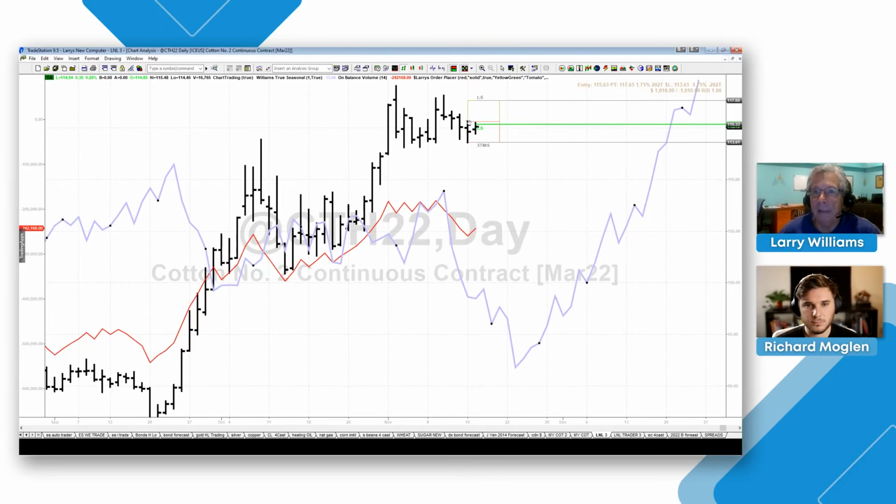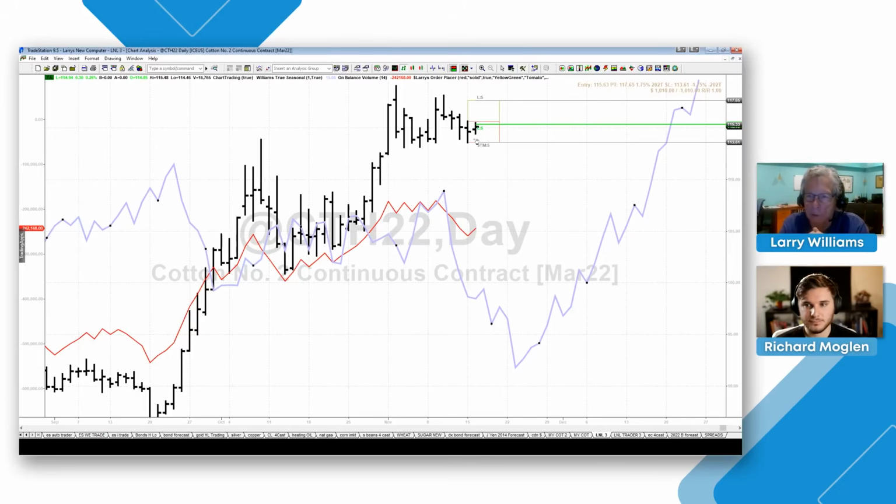I have an order in to buy a 5 lot, but that's a very small position because this is a very thin market. I have targets set up in the market already, at least a preliminary target, and also a protective stop. So at this point, good night. I can go home. I'm done. So that's really how I do it.